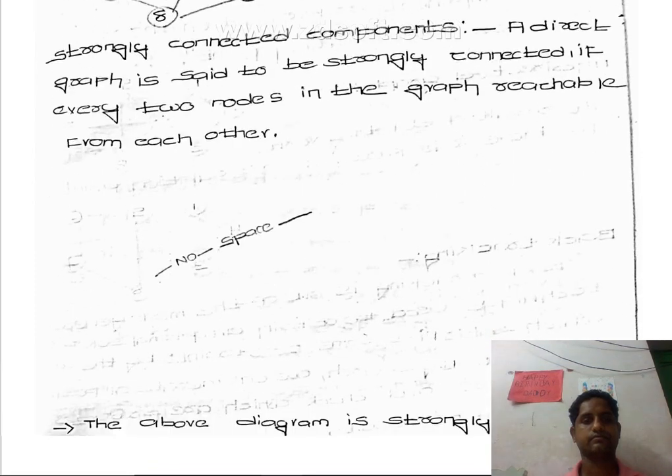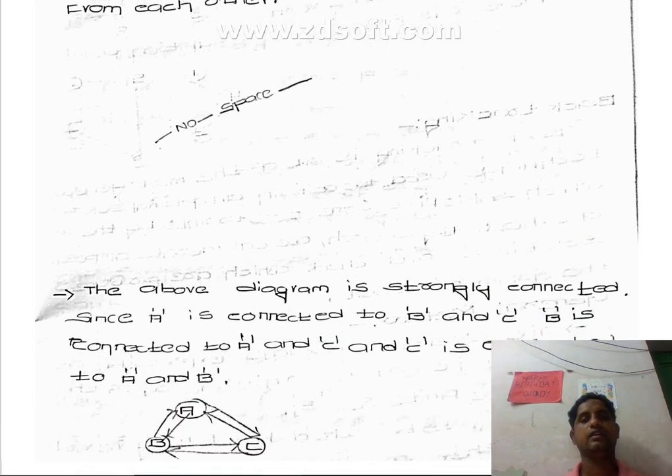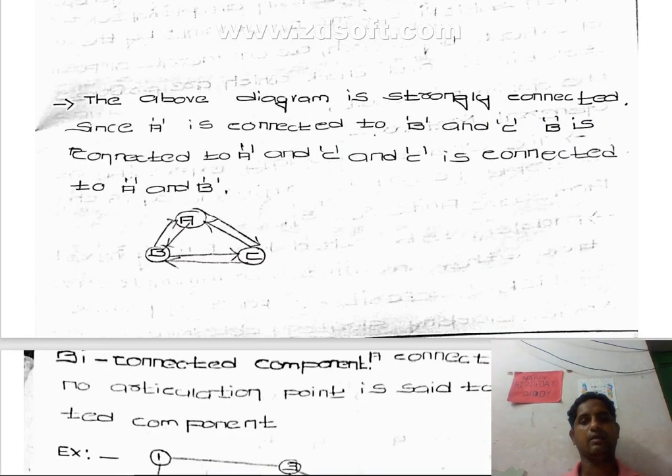And what is strongly connected? A directed graph is said to be strongly connected if every two nodes in the graph are reachable from each other. It is called strongly connected. See, the below diagram is strongly connected since A is connected to B, A is connected to C, B is connected to A, B is connected to C, C is connected to A, C is connected to B.